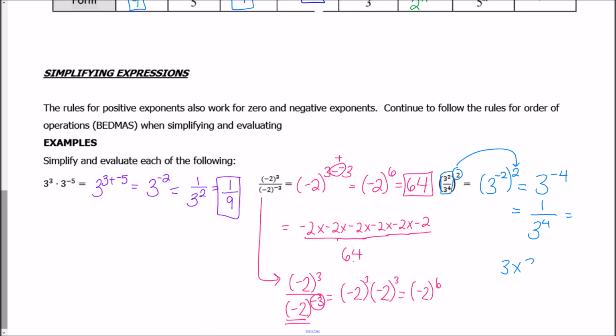So to figure that out, I'm going to do 3 times 3 times 3 times 3, and I know 3 times 3 is 9, and 9 times 9 is 81. So I get 1 over 81, and that's my answer for this question.